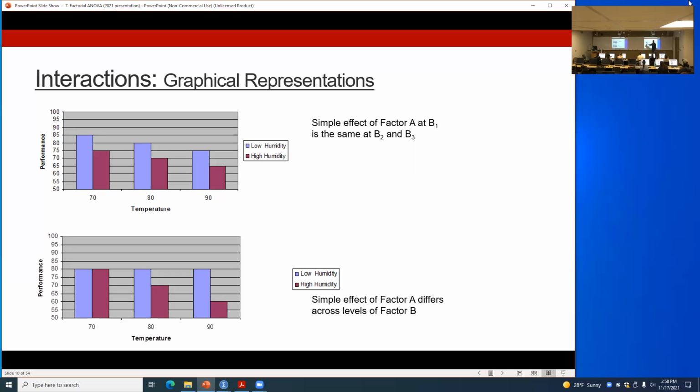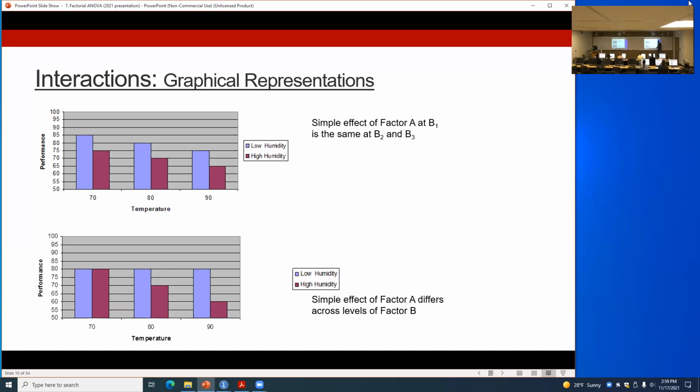The simple effects are the difference between humidity at each level of my other factor. It's the same each time, right? Then I can also look at just low humidity, the difference between 70 and 80: 5. What if I'm looking at high humidity 70 and 80? 5, right? So I'm getting the same simple effect no matter what combination I'm looking at. Simple effects are the differences between these individual bars here, okay?